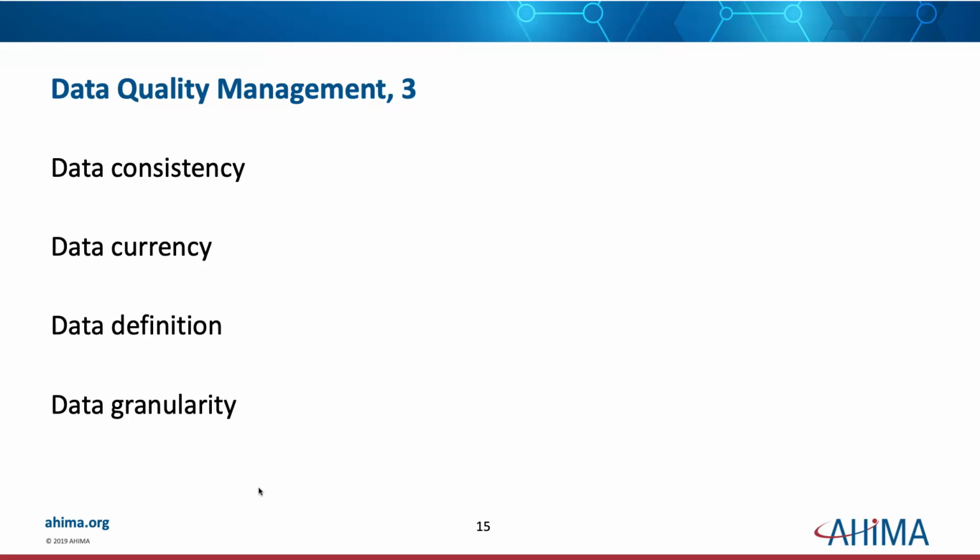Data currency. Is it current? Is it being captured and moved to where it needs to be? Is it available? Are your interfaces in place? Data definition. Again, how you define it. The granularity of it. How far down does it go and how clear is it at that very basic level? Data precision. So that it's not a range if it needs to be a single value.